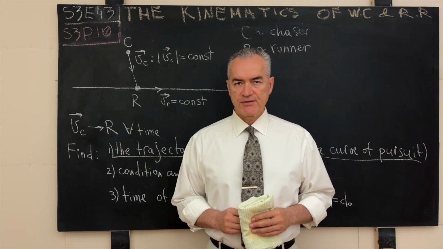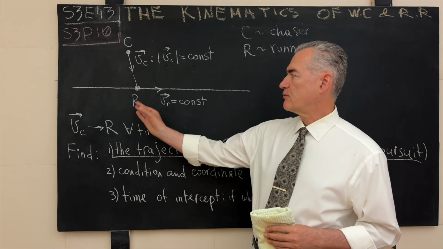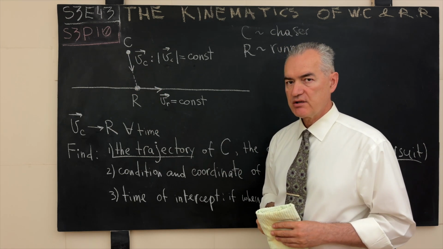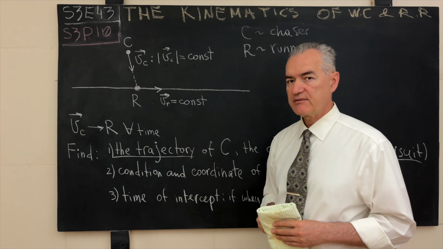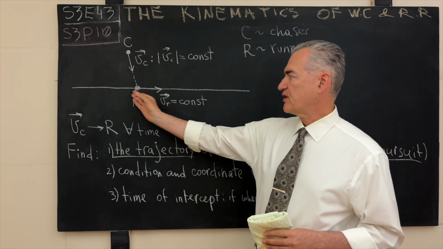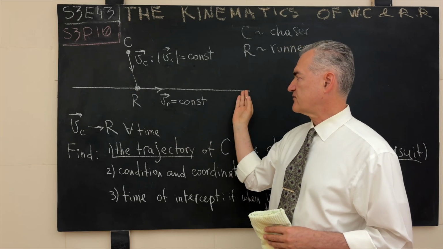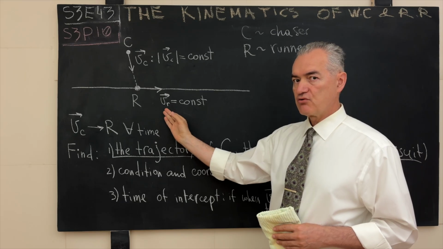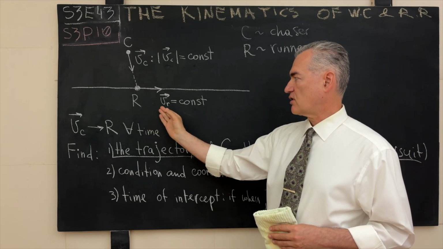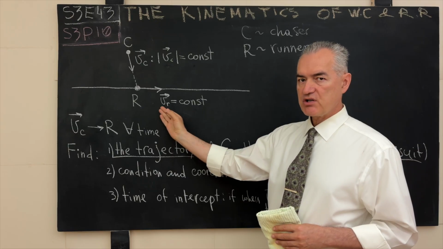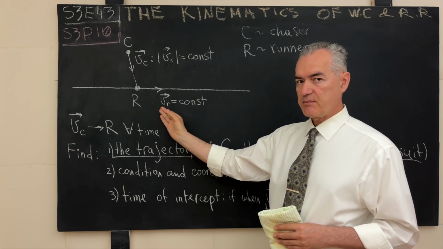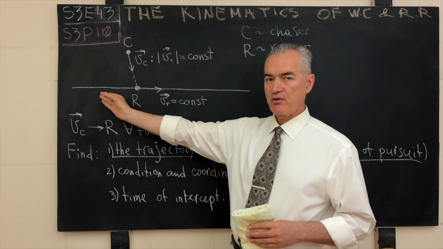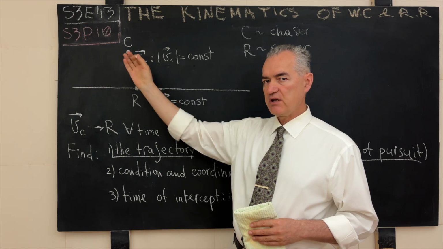In the physics problem S3P10, we're given 2 points, the point R and the point C, that execute continuous motion in the given parent plane as follows. The point R is moving along a straight line with a constant velocity and a constant speed, which means the vector of the runner's velocity, R, points in one and the same direction, and the magnitude of that velocity remains constant over time.